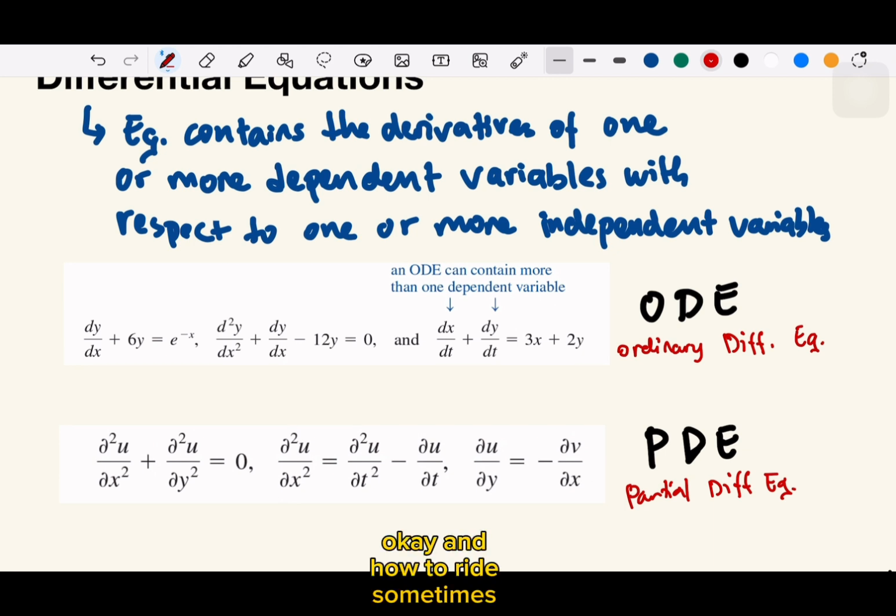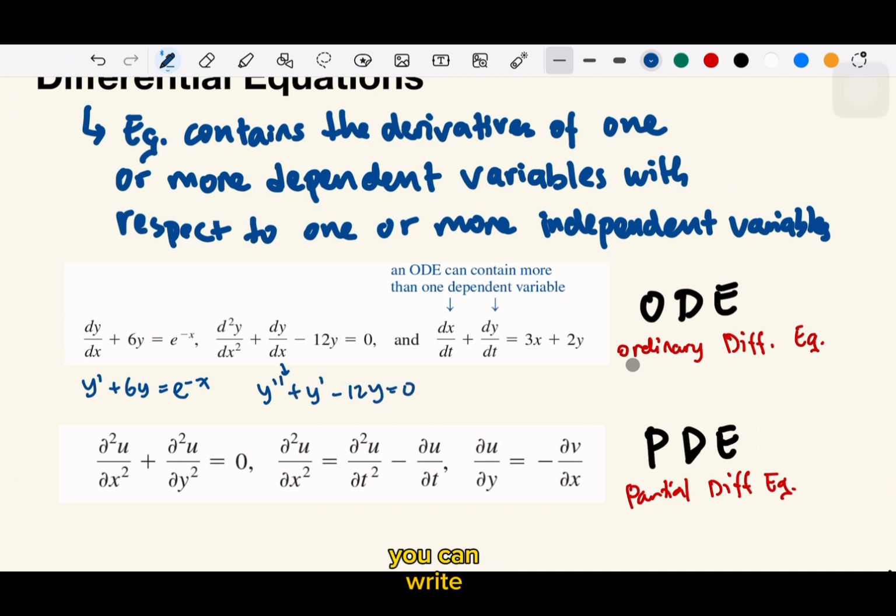And how do we write it? Sometimes you write like this, or you can write with a more simplified version, like y prime plus 6y equals e to the negative x. Or the second one here, you can write y double prime plus y prime minus 12y equals 0. You can write it as simply as that, or like this. Sometimes it's too much. I think it's better to write with this accent like this. It simplifies your writing.